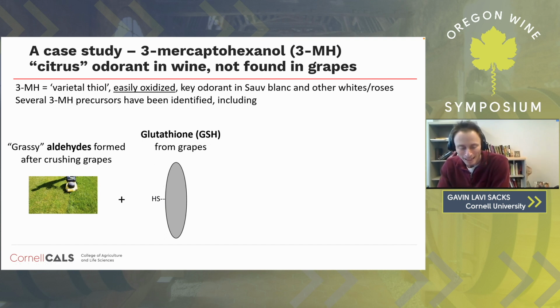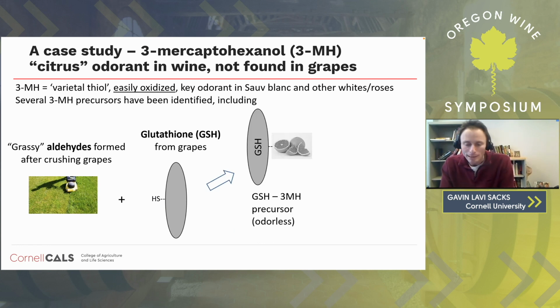I already mentioned this compound. Again, it's a tripeptide, three amino acids. It has this SH group, this mercapto or thiol group, that's highly reactive with aldehydes. And if these two come into contact, which they will if you crush the grapes and let them sit around for a while, they'll react and make this odorless precursor, which does not have a clever, cute name like grape reaction product. It's just called the glutathione 3-MH precursor. And this compound is odorless.